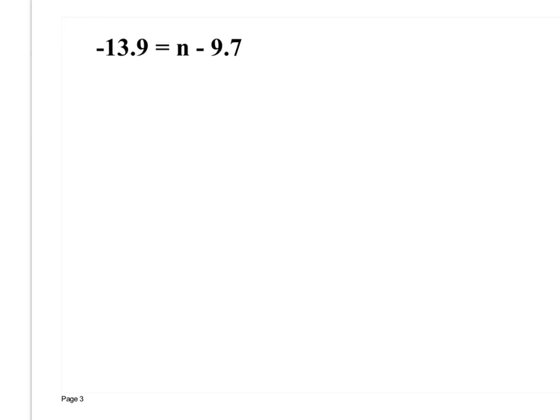Write this down. I want to get n by itself. I want to get the variable by itself because I want to find out what it is. So I look at what's being done to n. I'm subtracting 9.7. So how do I undo minus 9.7? Add 9.7. Okay, negative 9.7 plus 9.7 cancels itself out. And I add 9.7 to this.